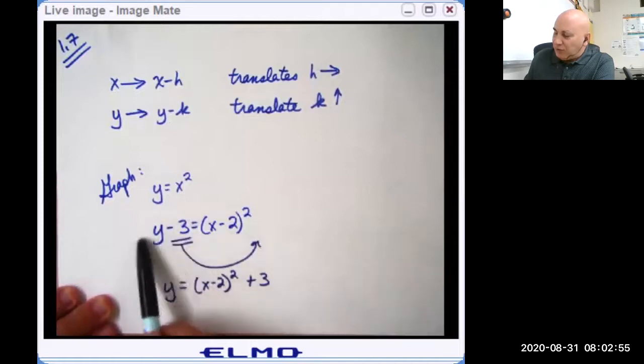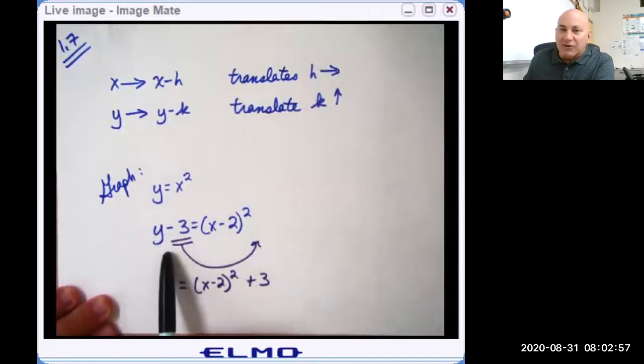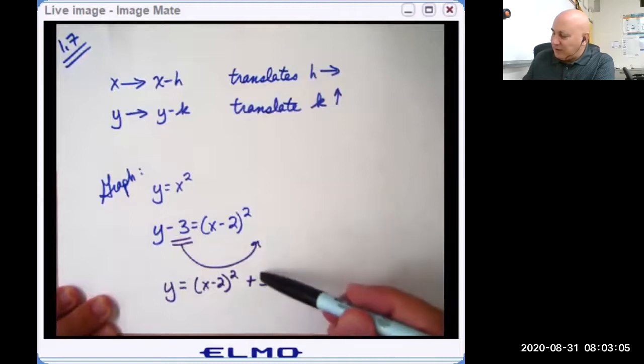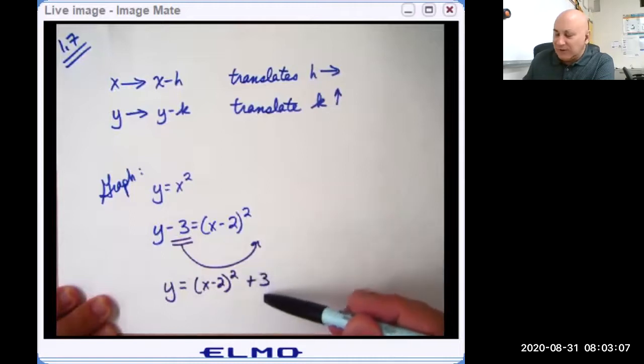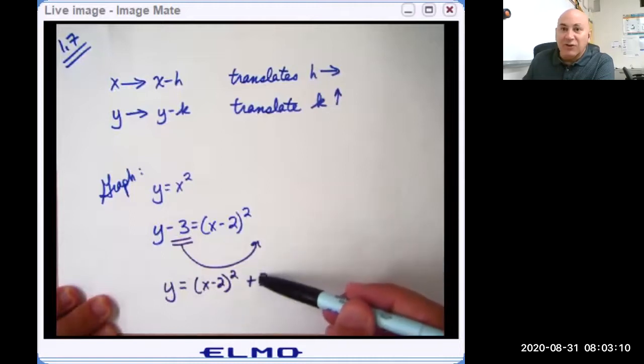Now, usually we don't write a function like this. We would set the independent variable all alone. So we'd take this negative 3 and add it to the other side. And here you can see that it absolutely does raise everything 3 units.